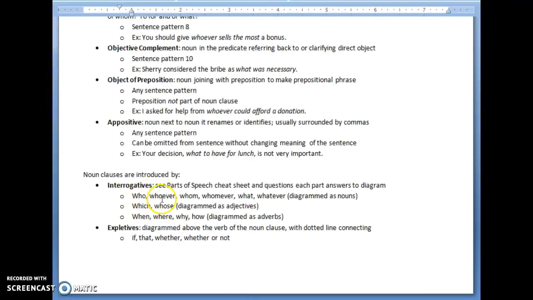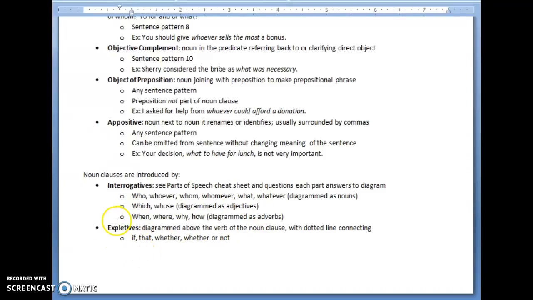So you have who, whomever, etc. And these are diagrammed as nouns because they're answering questions that clarify nouns. Which and whose are under the adjective category. When, where, why, and how are diagrammed as adverbs. And keep in mind that this is part of the noun clause. So when we're talking about diagrammed as nouns, it's going to fall in the noun category. If it's an adjective, it's going to go under the noun line. And if it's diagrammed as an adverb, it's going to go under the verb or the word it's modifying. So that's what those mean.